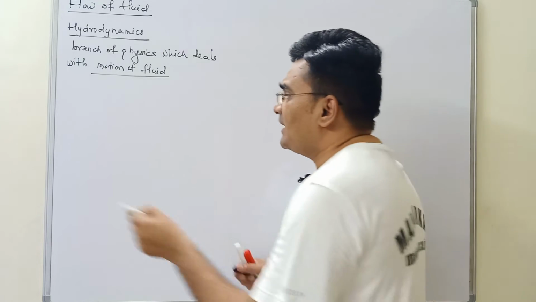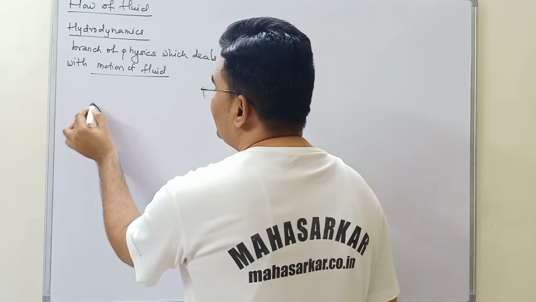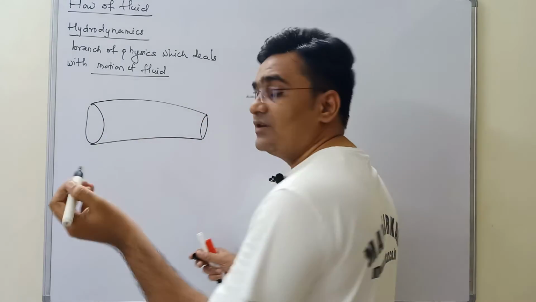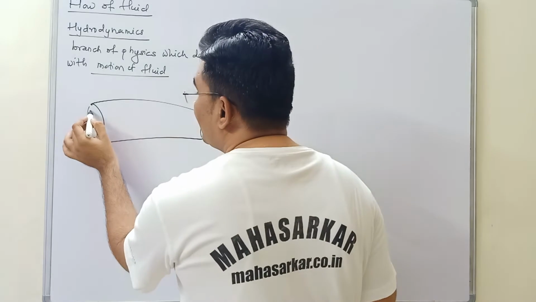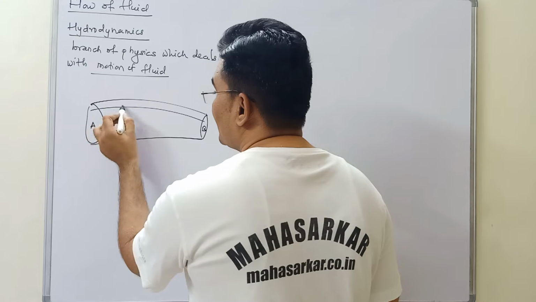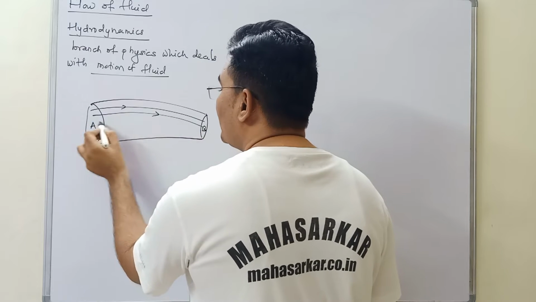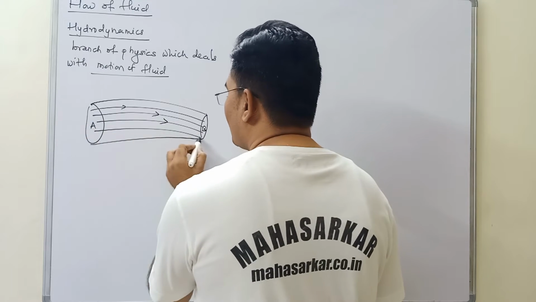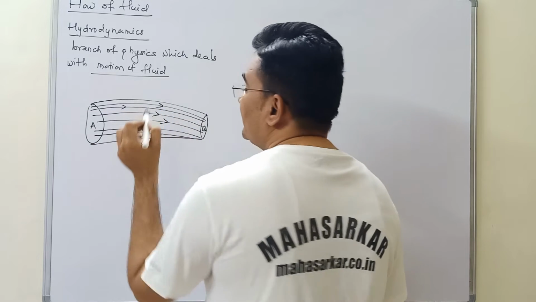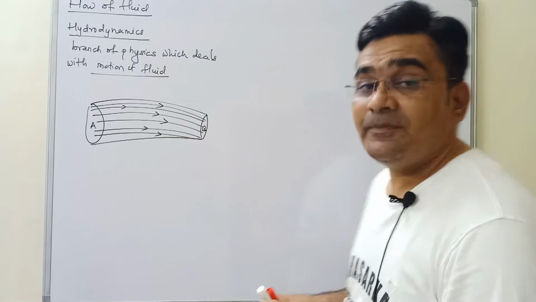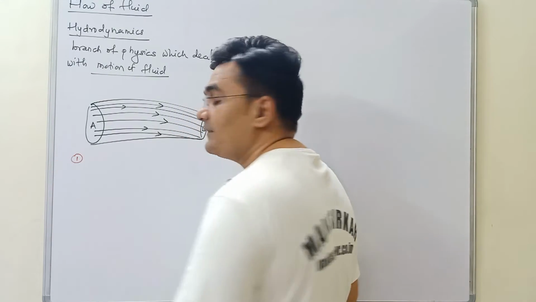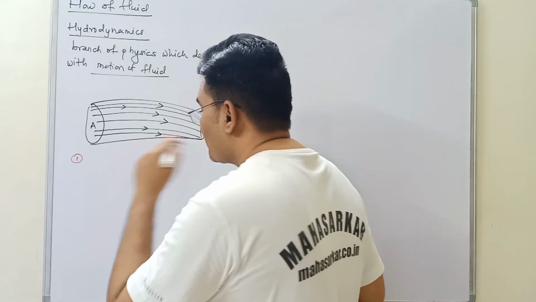Before that, suppose I am having a tube, some imaginary pipe, through which different layers of liquid are flowing from end A to end B. They are flowing from end A to end B. So when it is flowing, they are following certain paths. So the first term we are going to discuss is the flow path.